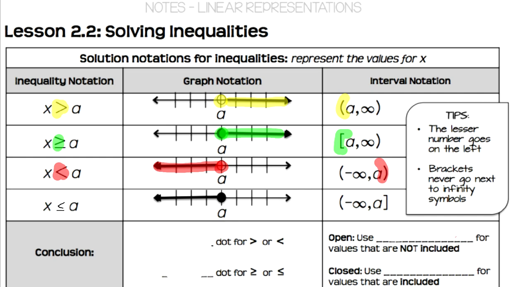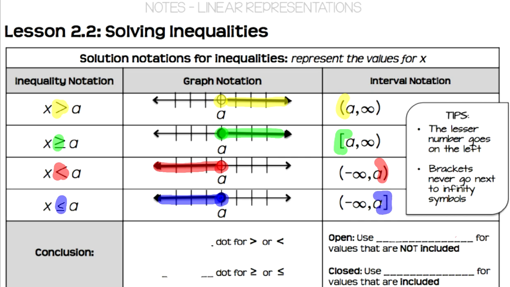Finally, we have x is less than or equal to a. Since it's equal to, we use a closed dot, and we indicate that it is less than with that arrow to the left. Again, less than would start with negative infinity as its lowest part of the solution set in interval notation going up to a. A is part of the solution set, so we use a bracket there.